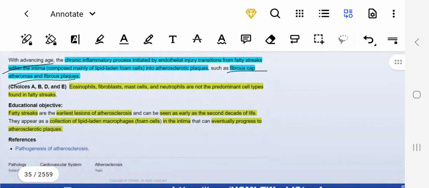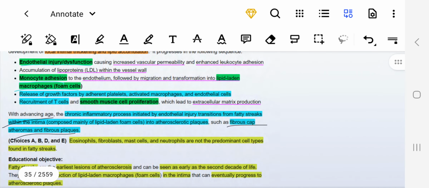Right? Why not options A, B, D, and E? These cells are not the predominant cell, as I mentioned about this. Fatty streaks are the earliest lesions of atherosclerosis, seen as early as the second decade of life. Collection of lipid-laden macrophages, do not forget about this thing, in the intima. Eventually progress to atherosclerotic plaques with advancing age. This is important, right? Okay, thank you.